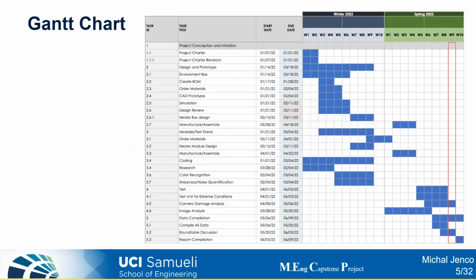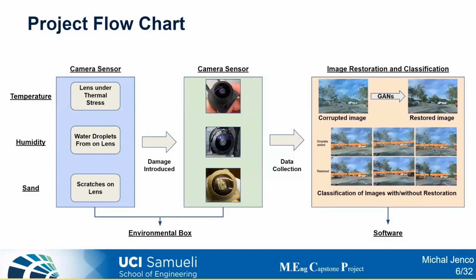Here is a quick look at our Gantt chart that we followed throughout the project's duration. This is a quick overview of the project flowchart. Inside the environmental box, the camera sensor was introduced to different environments. First is temperature, which can put the lens under thermal stress. The second is humidity, which can cause water droplet formation on the lens. And lastly, there is sand, which can cause scratches on the lens.